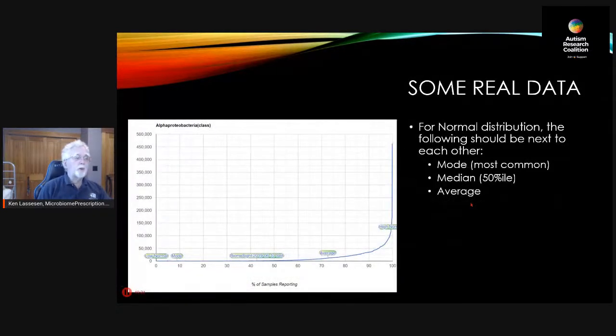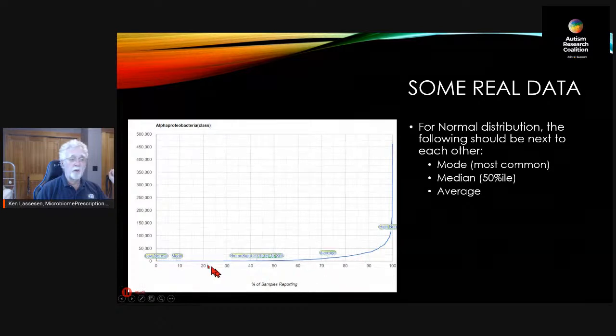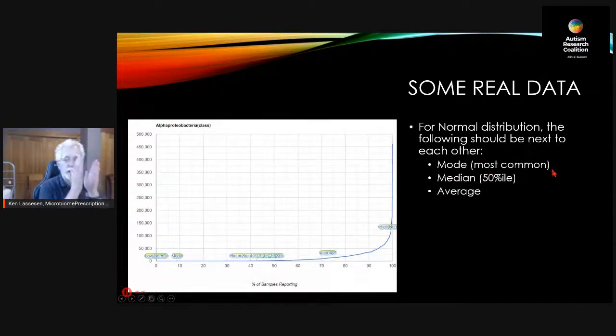Okay, here's some real data. Here is a class of data, and here is the percentile ranking, and here is the number. And you notice that the curve is no bell curve. That doesn't look like a bell at all. A bell curve has a characteristic which any statistician will tell you: if it's a normal distribution, a bell curve, the mode, the most common value, would be just about in the middle. The median, the 50th percentile, would be in the middle, and the average would be in the middle. So all three of them would be right about the same spot on the bell curve.